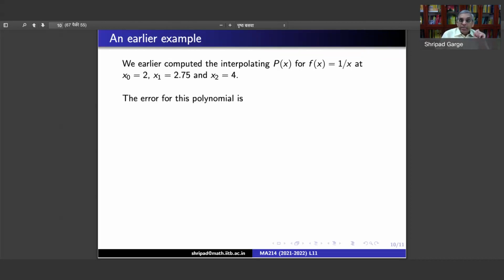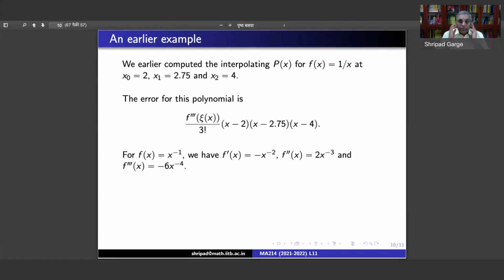So the error is given by the error form. Remember, we have 3 nodes, so 3 nodes means there are 2 plus 1 nodes, and therefore we will have to take the third derivative at xi x. So for every x in the interval 2 to 4, there is a xi x in the same interval such that the error f x minus p x is this particular quantity.